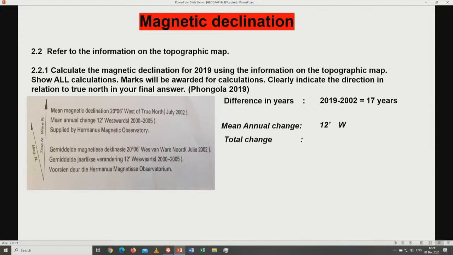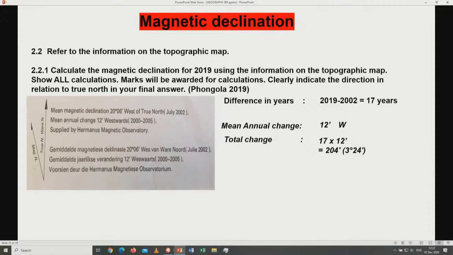The following step, you must actually calculate the total change. How do you calculate the total change? You take the difference in years, the years that you got from that step, you multiply it by the mean annual change. And then in this case, we got 204 minutes. Remember, when you multiply the 17 years times 12, you're going to get your answers in minutes.